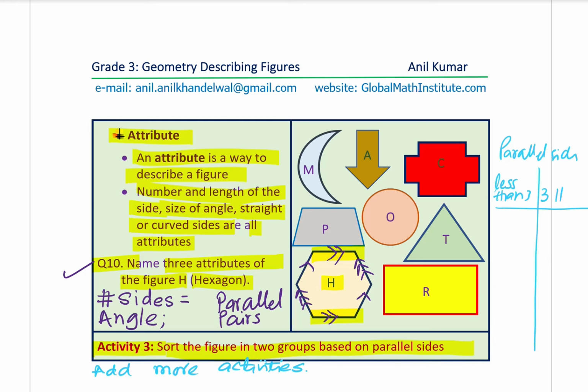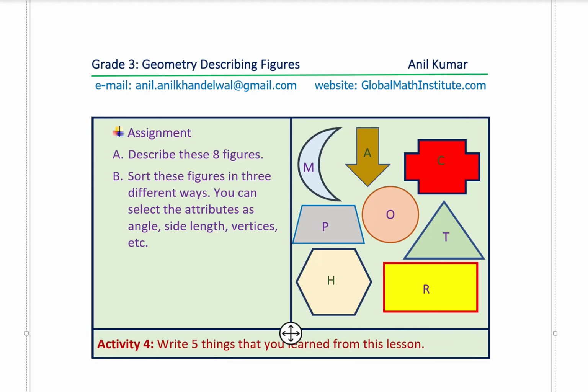Explore, right? Now here is the assignment for you. We are almost at the end. We have learned a lot today about the figures and how to describe them. Based on this, we have an assignment. And A, question number is describe these eight figures, right? So we have all the eight figures. We know a lot about them by now, right? Some have straight lines, some have curved lines, some angles are at square corners, right?